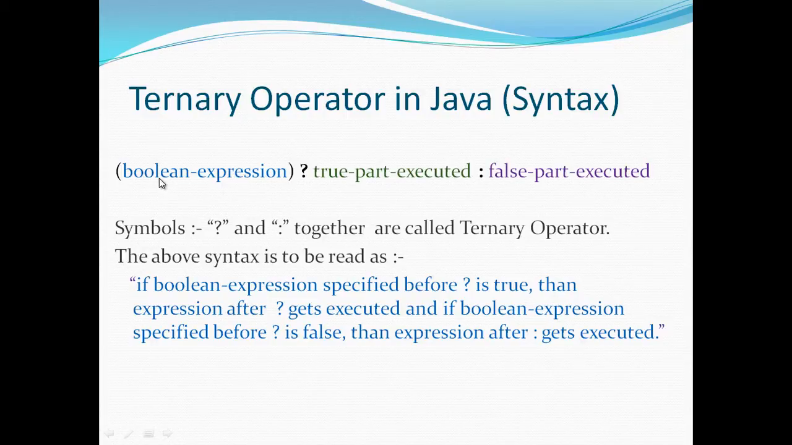So it's simple. If the boolean expression comes out to be true, then whatever is after the question mark gets executed and the other part gets skipped. And if the boolean expression comes out to be false, then this part gets skipped and whatever is after this colon is executed. So friends, let's move ahead to Eclipse.